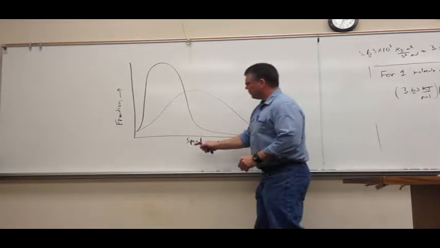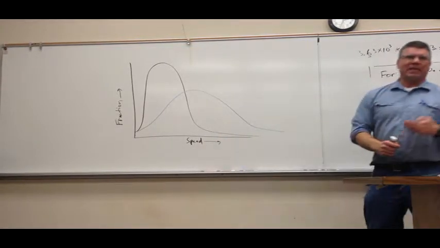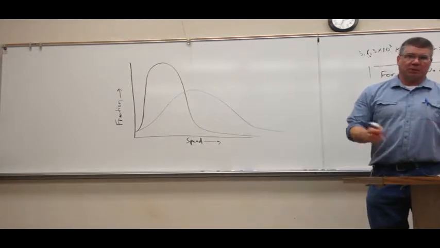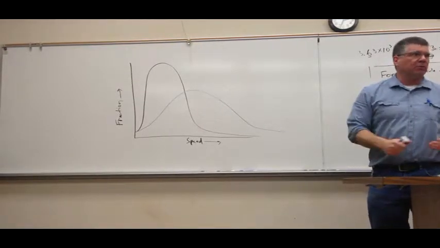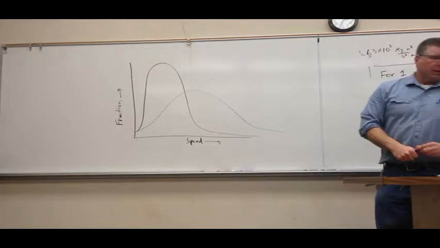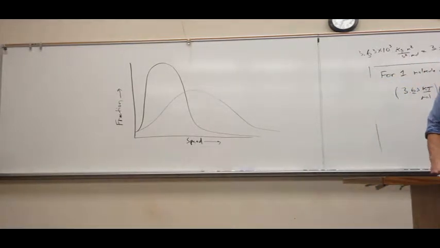Because there's this distribution of speeds, there's also this distribution of kinetic energies, because kinetic energy is 1/2 mass times the velocity squared. Okay? And they have a plot of the fraction versus the kinetic energy, but it's basically the same idea. It's a little bit different.